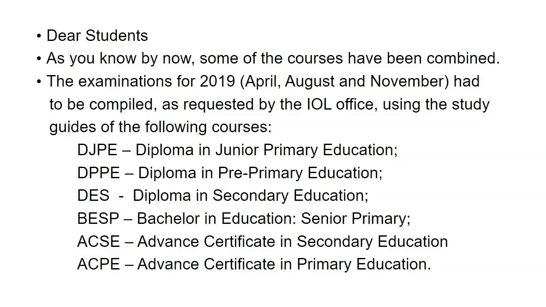Now, as you know by now, some of our courses have been combined, and the examination for 2019 had been compiled as requested by the IOL officers and using the study guides for the following courses: DJPE, which is the Diploma in Junior Primary Education; the DPPE, the Diploma in Pre-Primary Education; DES, which is the Diploma in Secondary Education; BESP, which is the Bachelor in Education for Senior Primary Students; ACSE is the Advanced Certificate in Secondary Education; and ACPE is the Advanced Certificate in Primary Education.